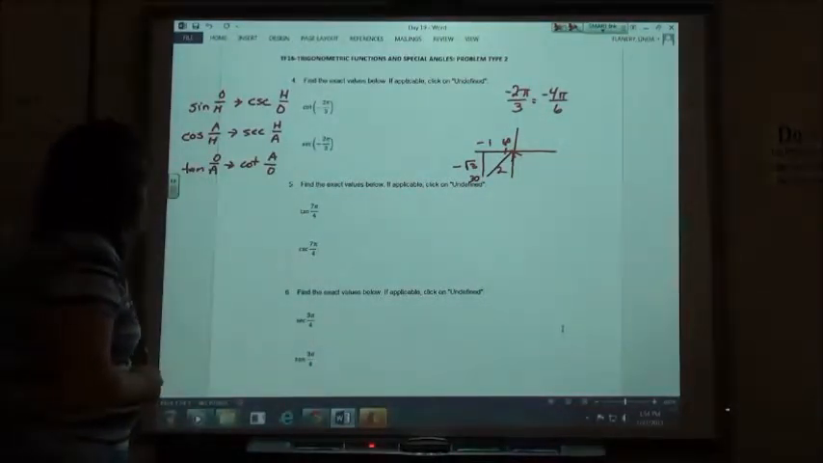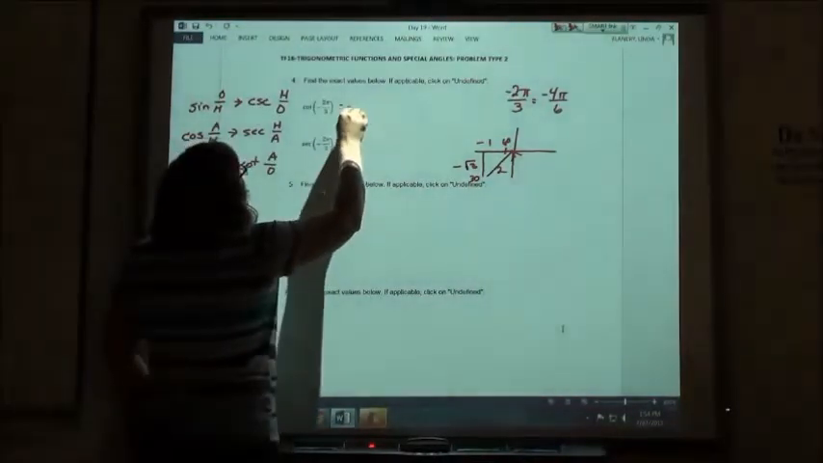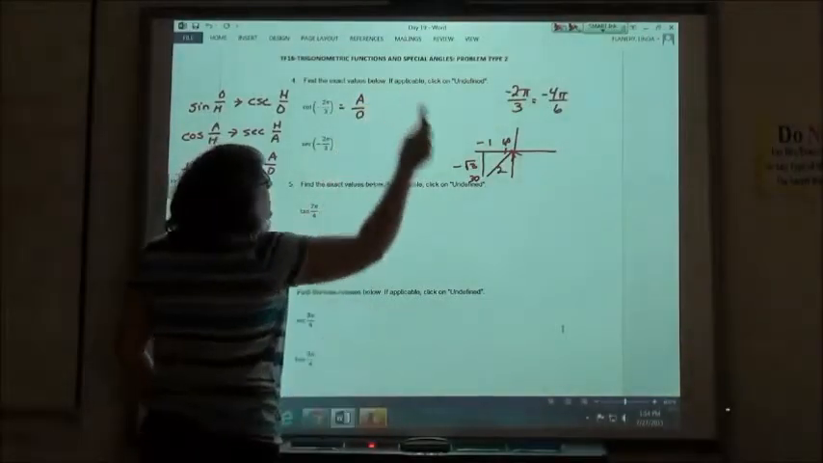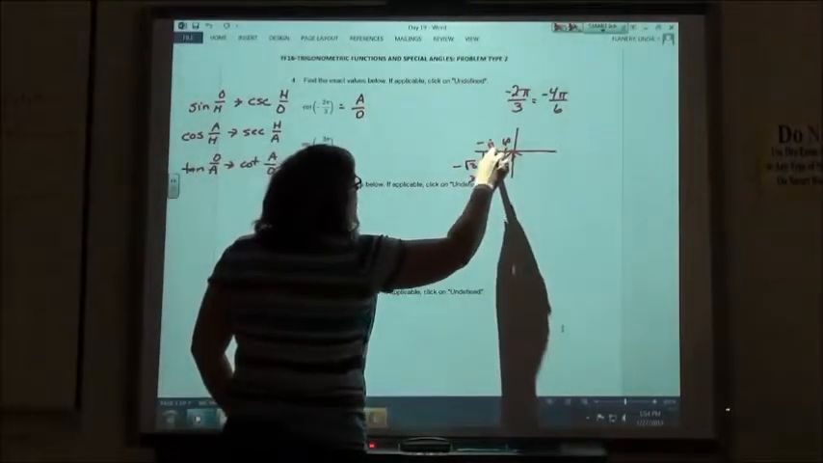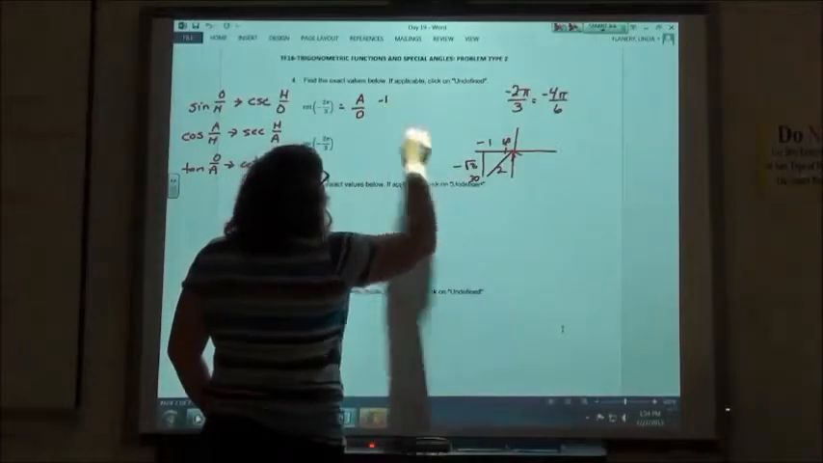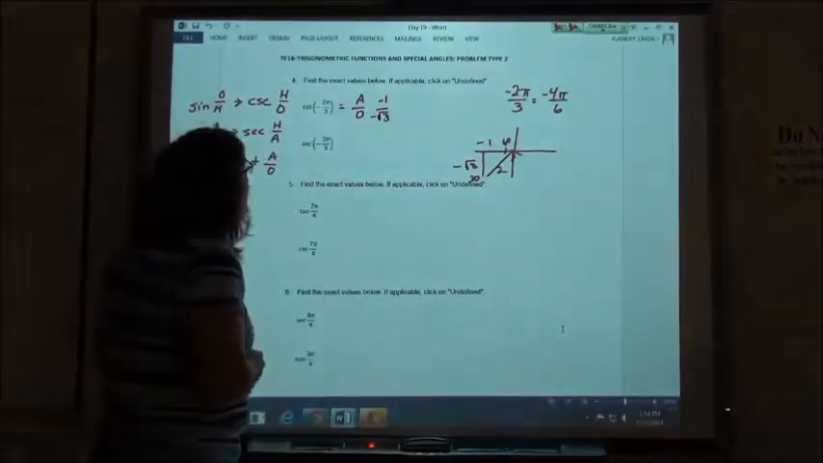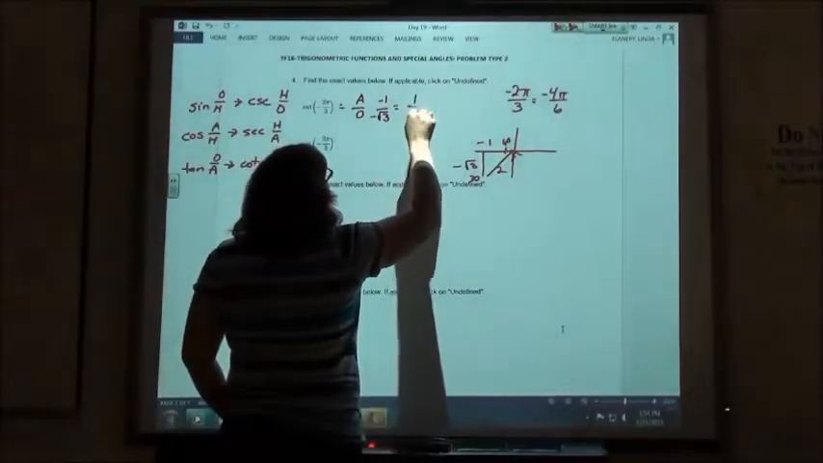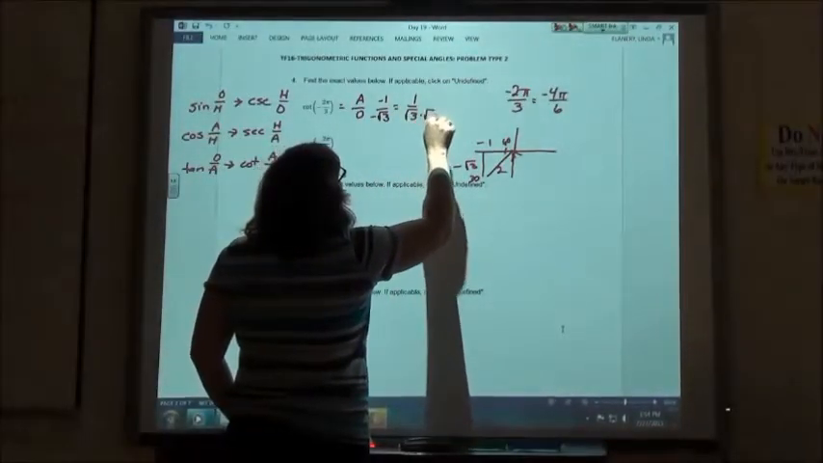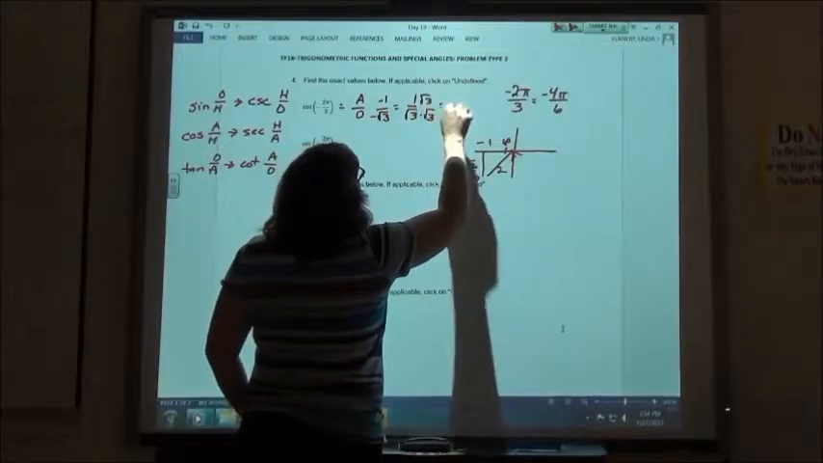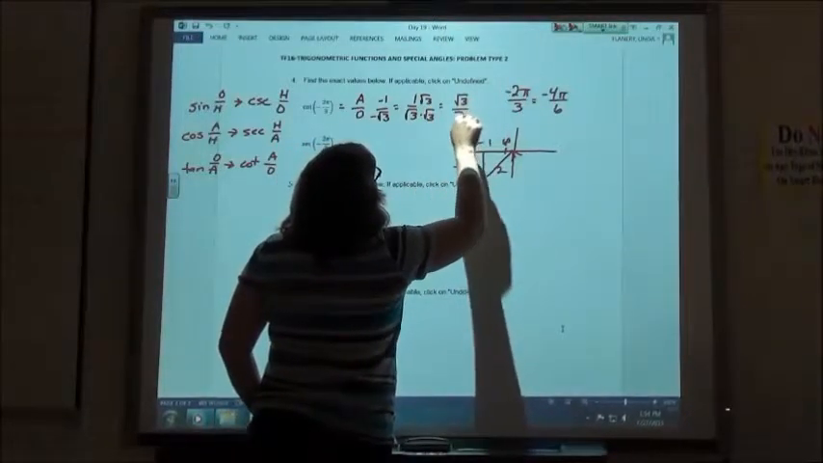I want to do the cotangent. The cotangent is the adjacent over the opposite. So my adjacent is negative 1. My opposite is negative square root of 3. Since I have a negative over a negative, it's a positive. 1 over square root of 3. I have to rationalize the denominator. So I'm going to get the square root of 3 over 3.